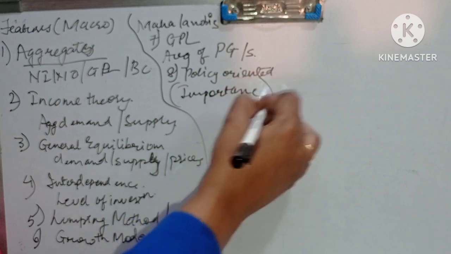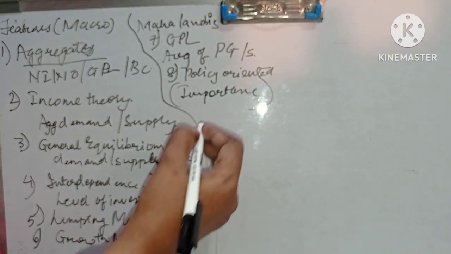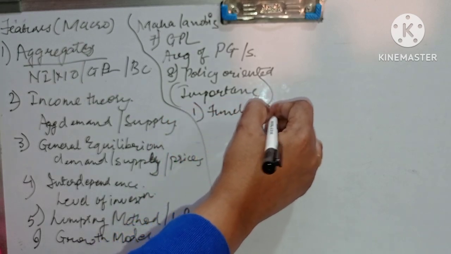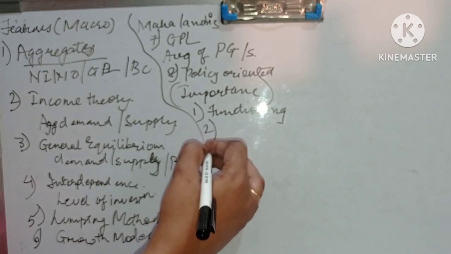Importance. What's the importance? First is functioning of an economy. Macroeconomic analysis gives an idea of the functioning of an economic system. It helps us to understand the behavior pattern of aggregative variables in a large and complex economic system.